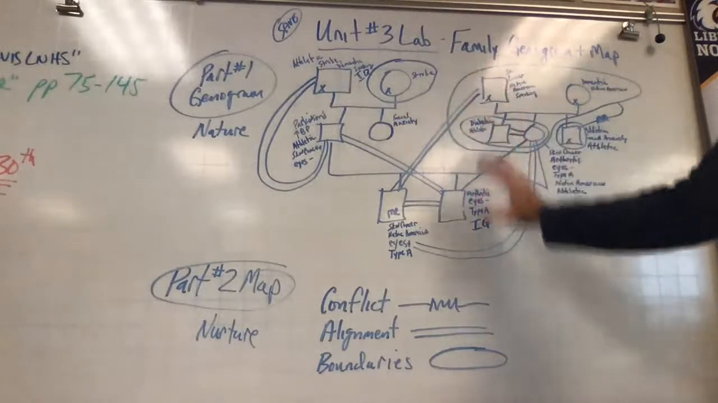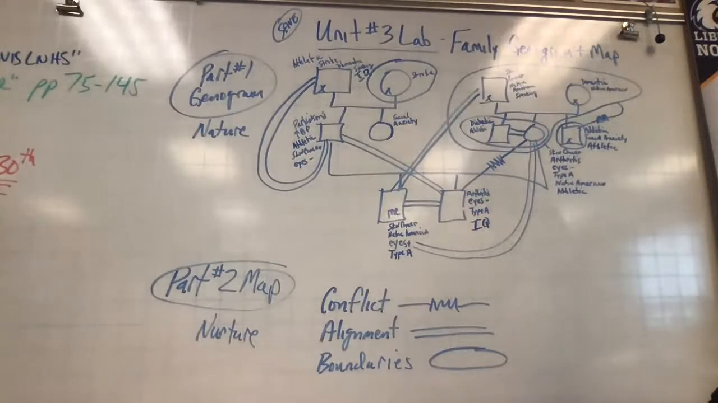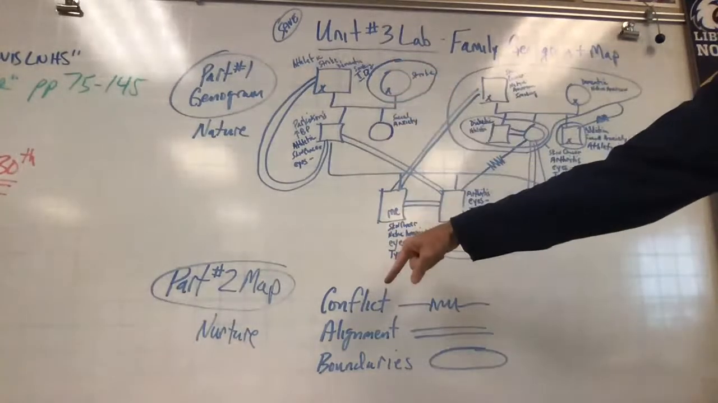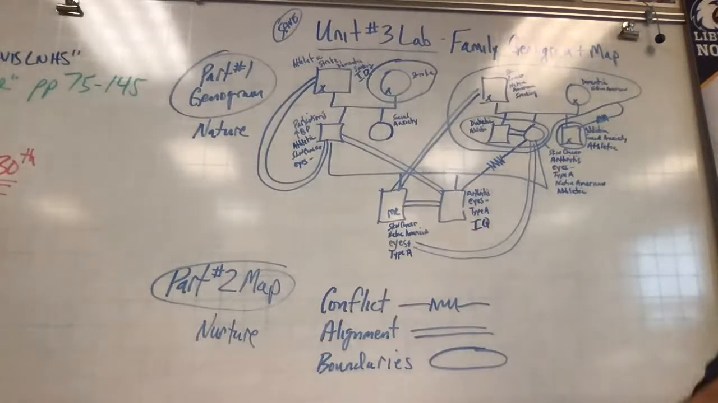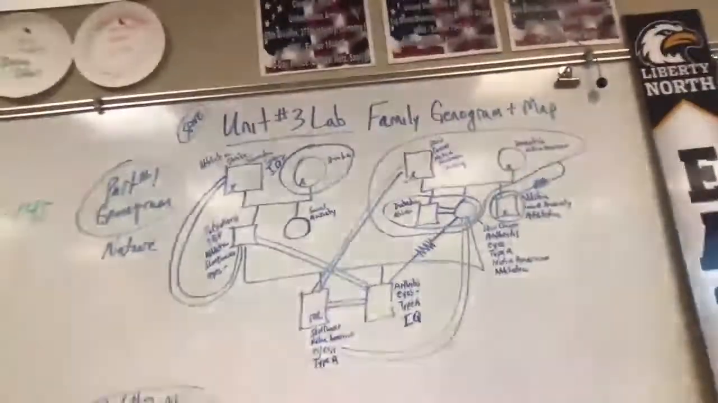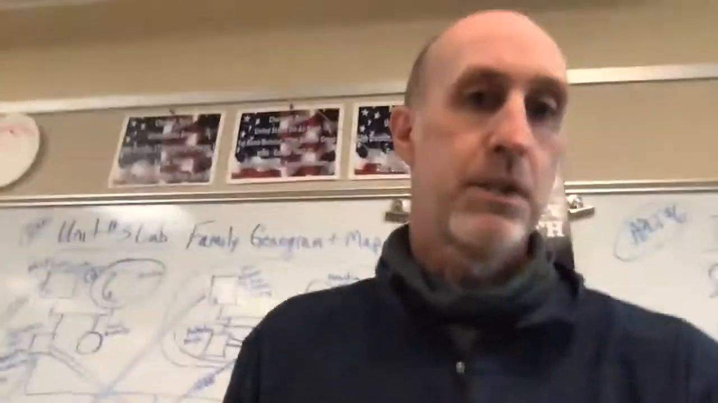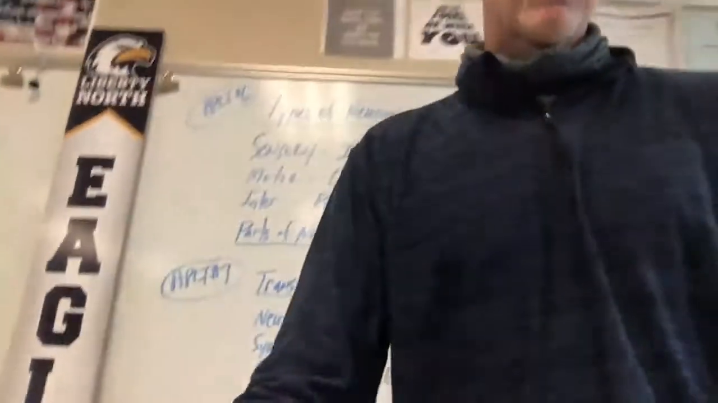Now, once you get parts 1 and 2 done, don't forget you've got 2 questions to answer, which are on your lab instructions. You have to identify nature and nurture influences on you, and then whether they have high or low adaptive value. So don't forget to get that done, but also get your two required questions answered. All right, we're going to move over here.